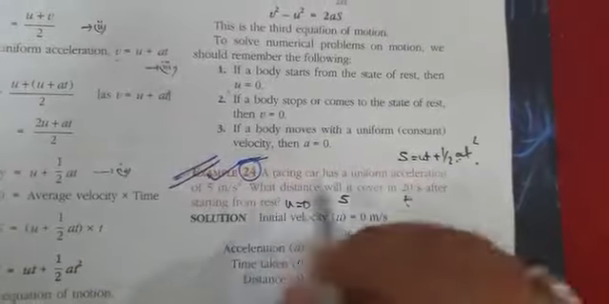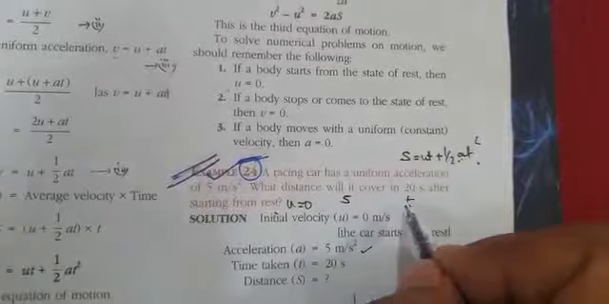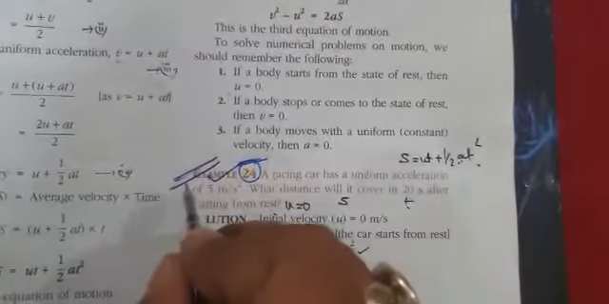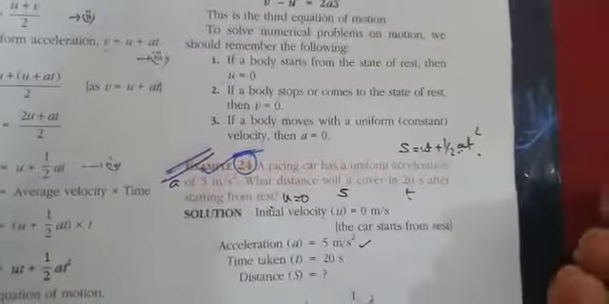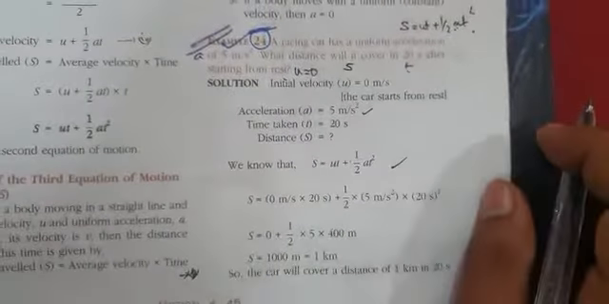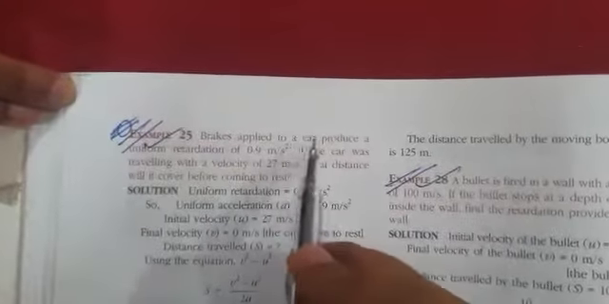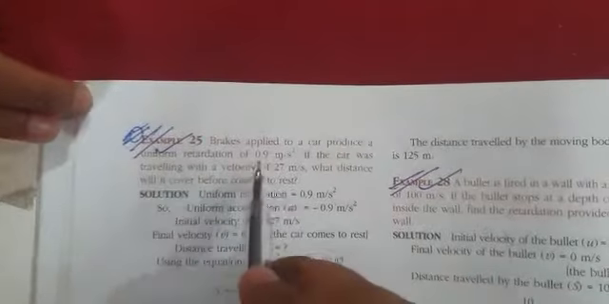Right or wrong? Time is given, u is given, so acceleration a is given. So you can simply use it. This is the way to do the sums. No need to see also. Yes, they have done that already. Understood? Easy.